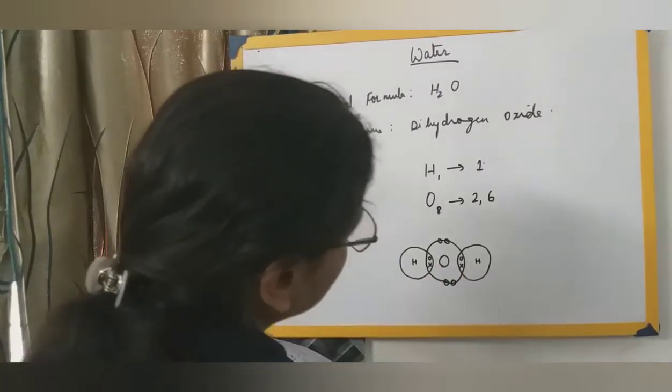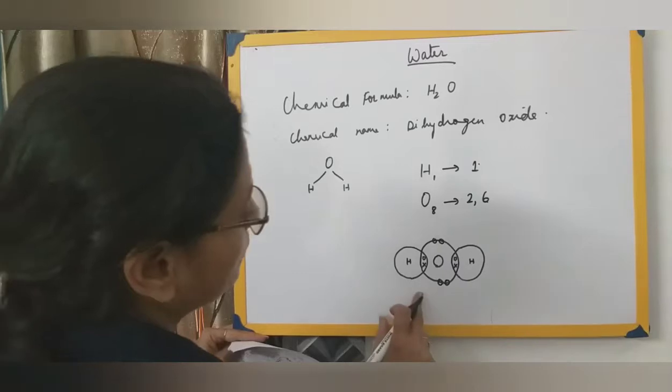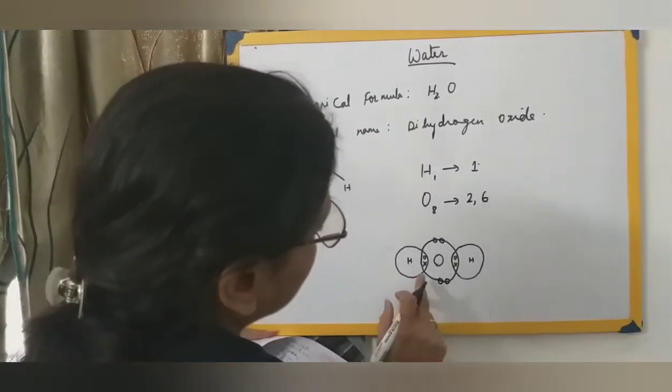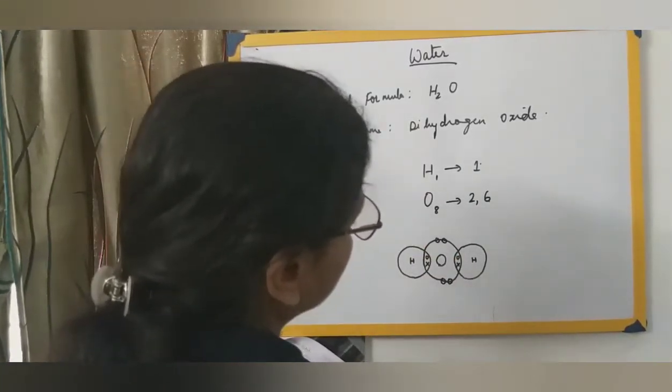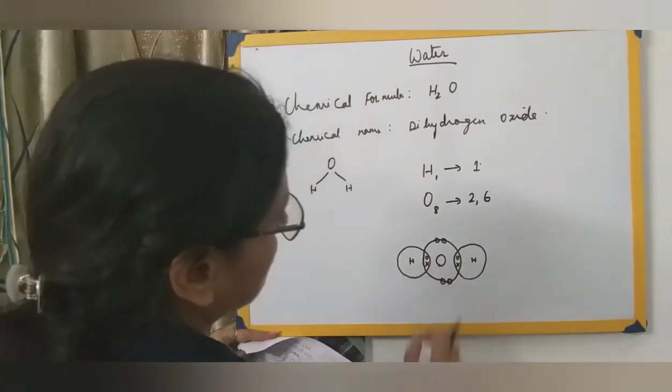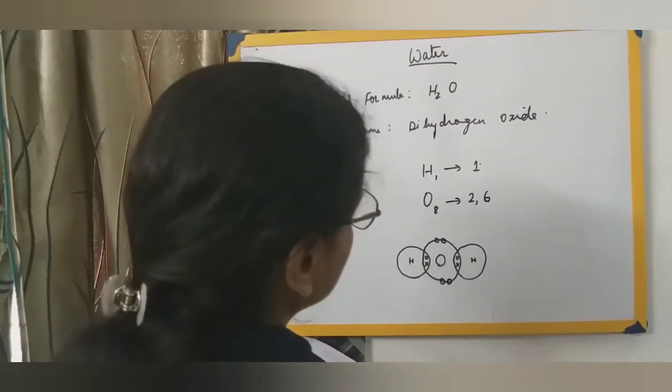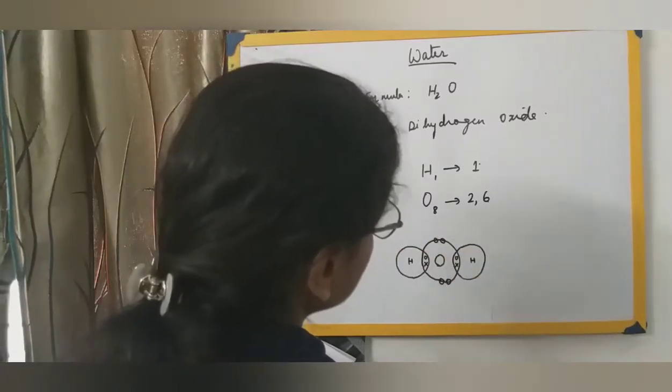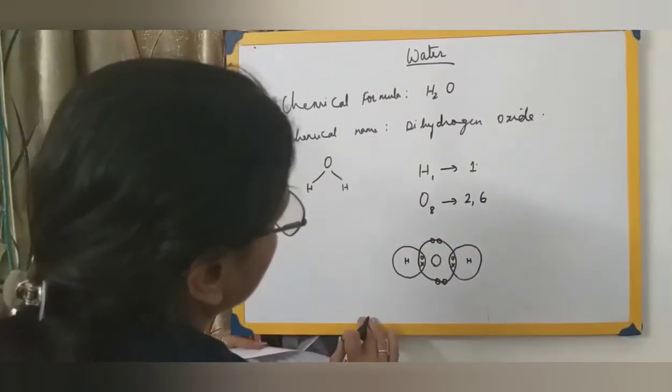When two different elements are there, it is always wise to represent the electrons of those elements with a different sign. For oxygen we are representing with a circle, so for hydrogen we are representing with a cross. So this is how we can see the bonding in the water molecule.